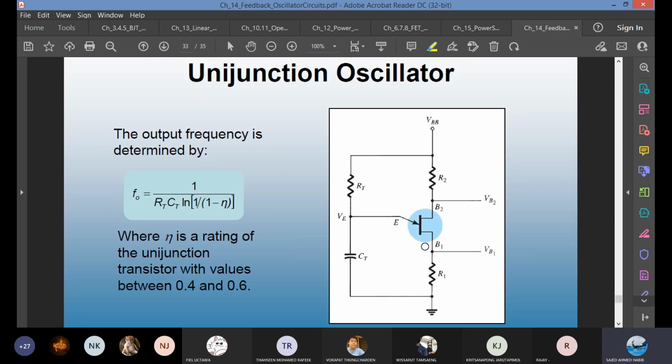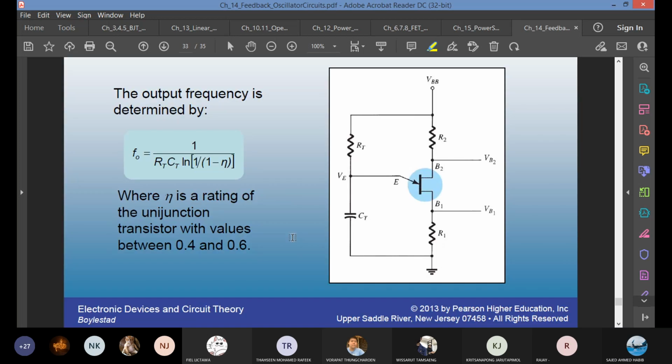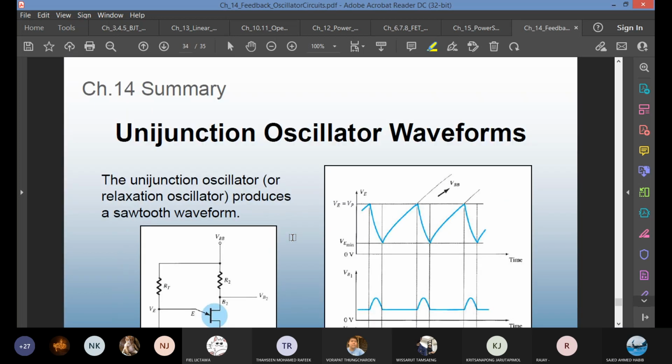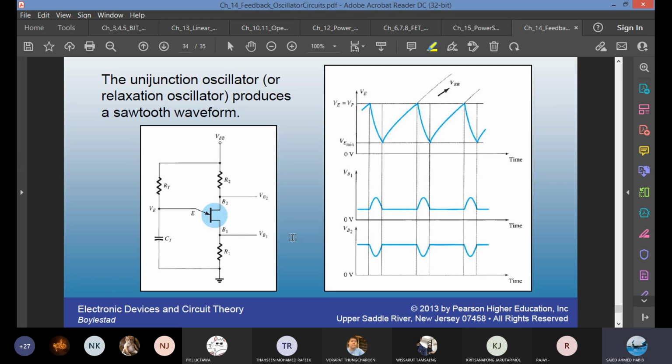Unijunction, I mentioned only a little bit about it. Eta is between 0.4 and 0.6, which is the rating of the transistor, for different material or alloy. For alloy, I think it's 0.5 for eta. If you take 0.5, the equation becomes a simplified equation. So this is that from feedback oscillator.